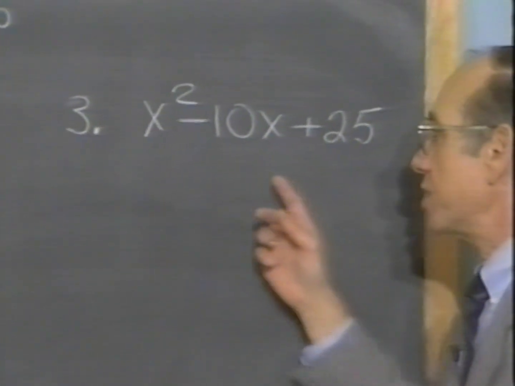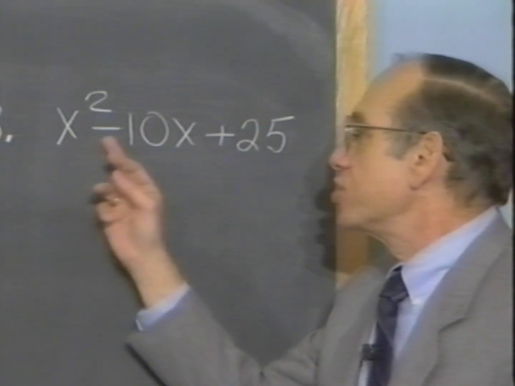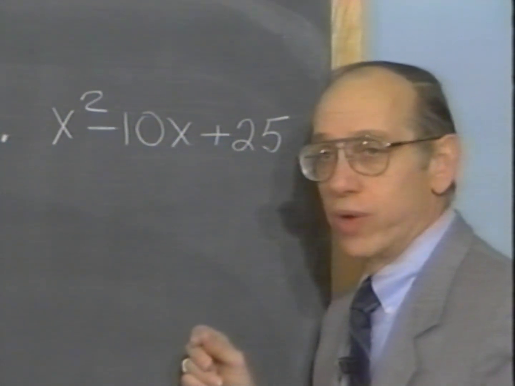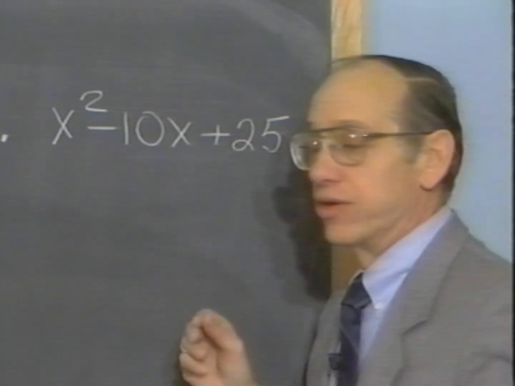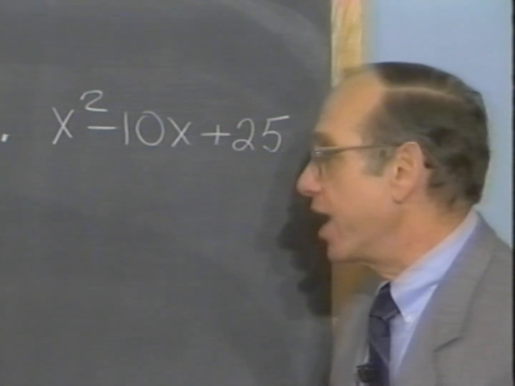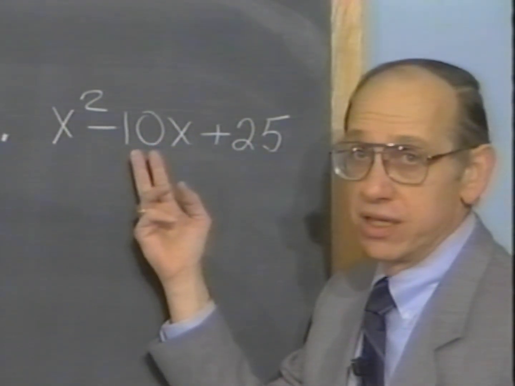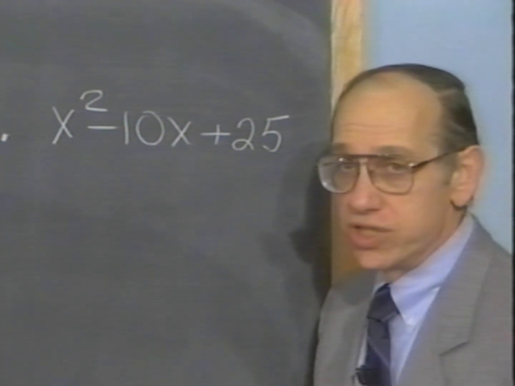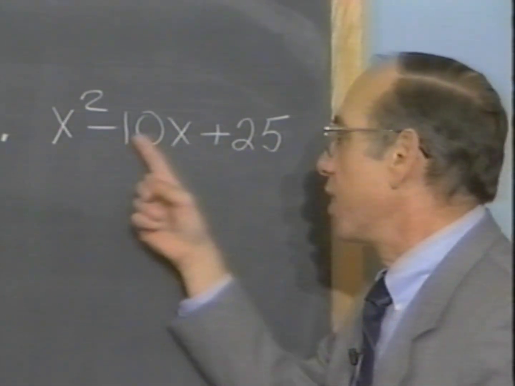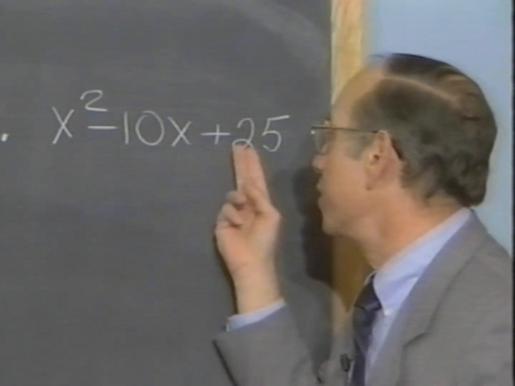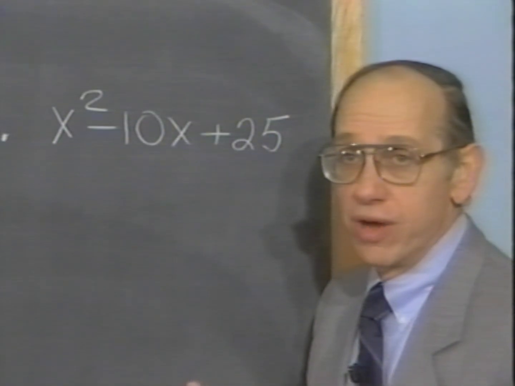If we go on to example 3, we have x squared minus 10x plus 25 to be factored. All right? Once again, we look for factors of 25 whose sum is minus 10. Once again, this is plus. The middle term is minus. That means we need two negative numbers.